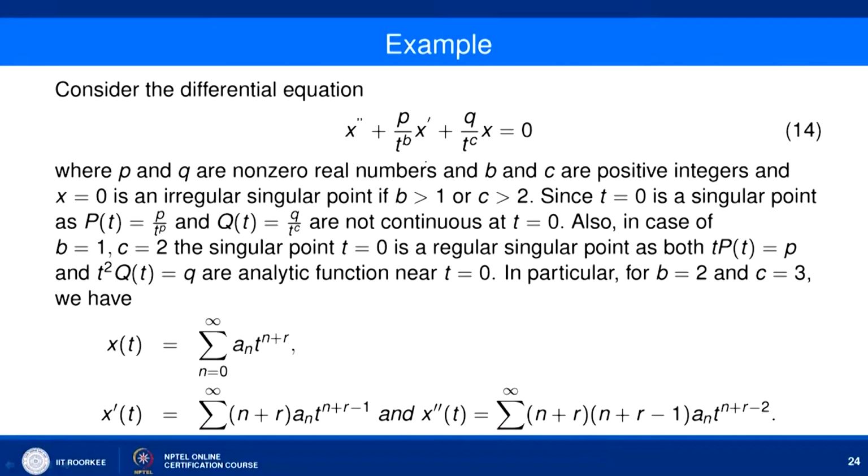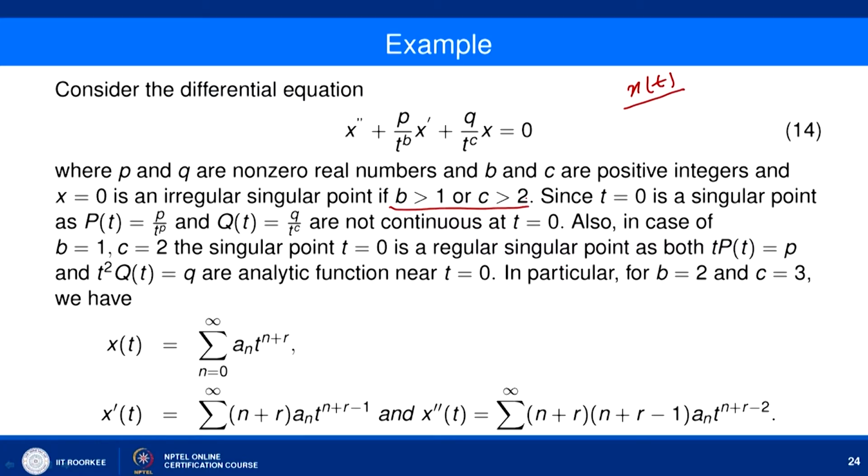So let us consider the differential equation x double dash plus p divided by t to the power b x dash plus q by t to the power c x equal to 0. Here our unknown variable is x and the independent variable is t. So here we are writing our equation like this, x(t). Here p and q are non-zero real numbers and b and c are positive integers, and t equal to 0 is an irregular singular point if b is greater than 1 or c is greater than 2.